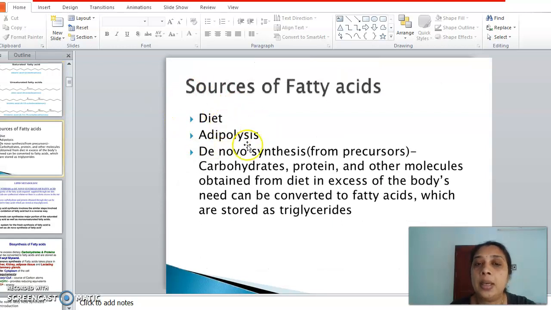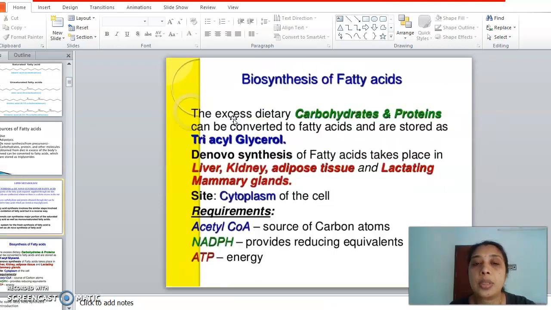from a diet, then can be by adipolysis. That is, the food can have carbohydrates and proteins. These carbohydrates and proteins will undergo conversion to give rise to acetyl-CoA, and this acetyl-CoA undergoes a condensation reaction, which is almost the reverse of the fatty acid breakdown. Beta oxidation, the reversal is happening during fatty acid biosynthesis.